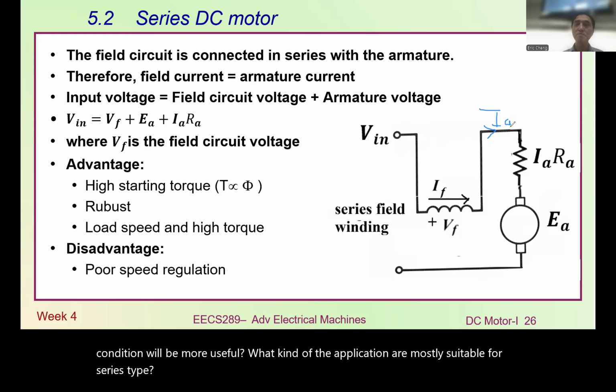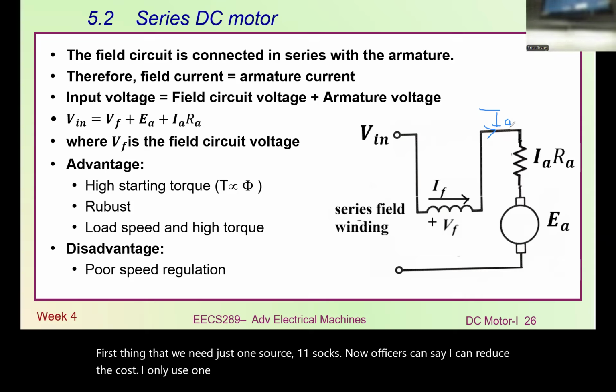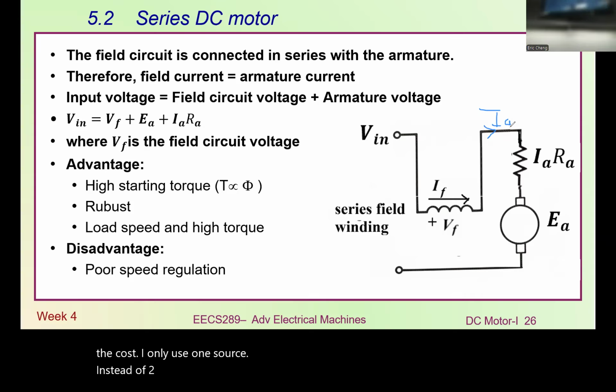First thing first, we need just one source. One source. Now, obviously, you can say I can reduce the cost. I only use one source instead of two sources. Then besides, you can save the equipment, save the power source. What else will be suitable? You can see that if you use the motor for some expensive application, if the people don't care about one source or two sources.